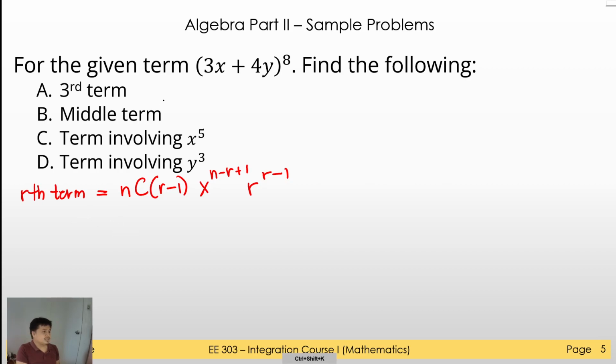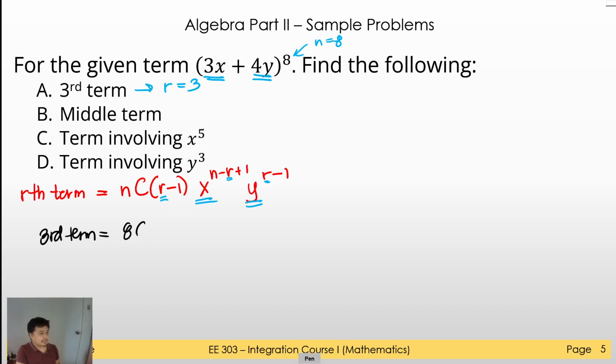Okay. So to find the third term, basically r is equal to 3. We already have a given for r. And then what about n? For n, it is basically just this, so n is equal to 8. And the x and y will be the terms here. So therefore, to find the third term, this will be equal to 8.